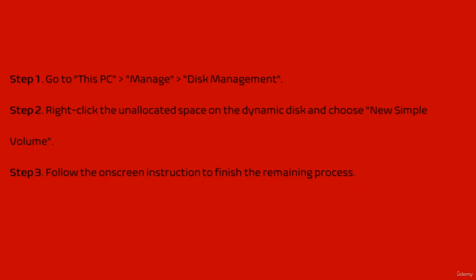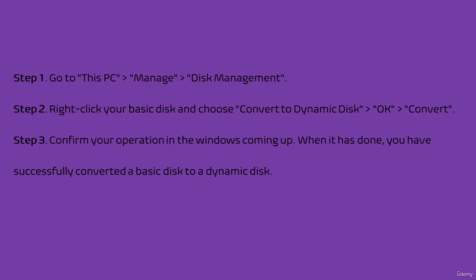So here we need the help of Disk Management, and you can create volumes on dynamic disks all by yourself. We'll just go through a couple of steps to create some simple volumes. You go to This PC, Manage, and Disk Management. Right-click the unallocated space on the dynamic disk and choose New Simple Volume. Then follow the on-screen instructions to finish the remaining process. Now, of course, depending on the type of volume you want to create, the way to create a new volume is slightly different. So let's say that you want to convert to a dynamic disk.